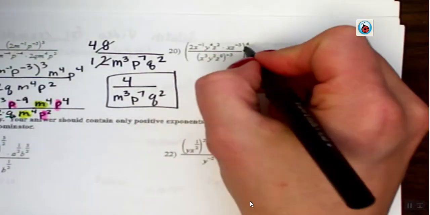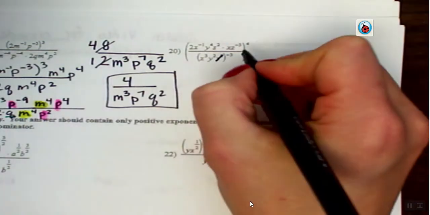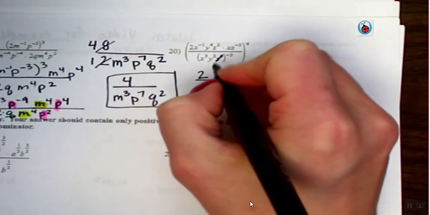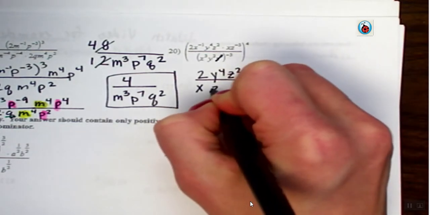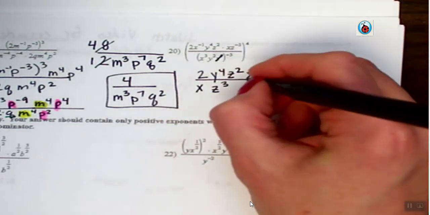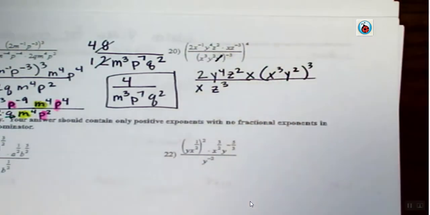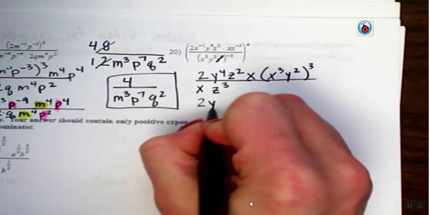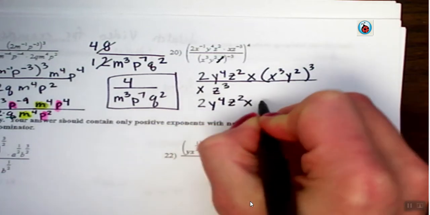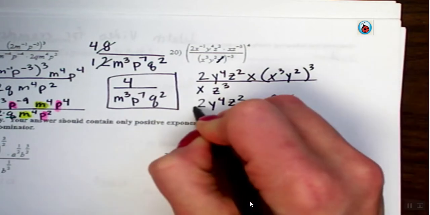Next one. Okay, so I have this power out here. I see z to the 0 is 1. Okay. Let's move the negatives. Okay. So this whole grouping is going to move. All right. See what we can do with this. 3 times 3, power to a power. 2 times 3.